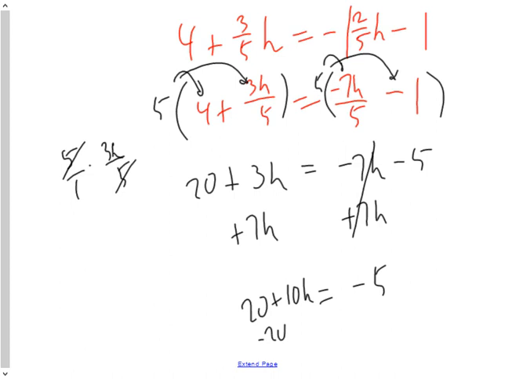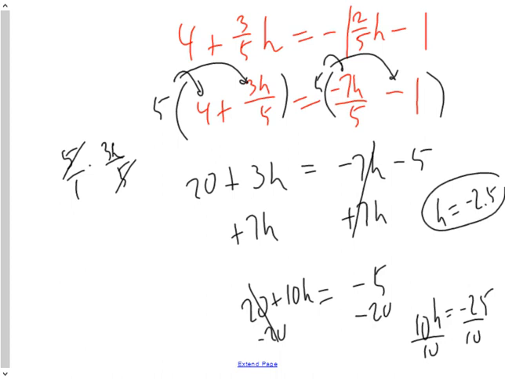I'm going to subtract 20 from both sides. And 10h is equal to negative 25, which means your h value will be negative 2.5. My fault. It is a fraction question, which means you cannot have a decimal answer, which means your answer should be h equals negative 5/2.